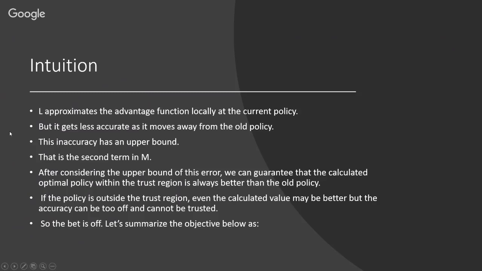Let's explain that intuitively. Let's look at the intuition behind it. So L approximates the advantage function locally at the current policy. But it gets less accurate as it moves away from the old policy. This error actually has an upper bound. That is the second term in M. After considering the upper bound of this error, we can guarantee that the calculated optimal policy within the trust region is always better than the old policy. If the policy is outside the trust region, even if the calculated value may be better, the accuracy can be too off and cannot be trusted. So the bet is off. Let's summarize the objective below.